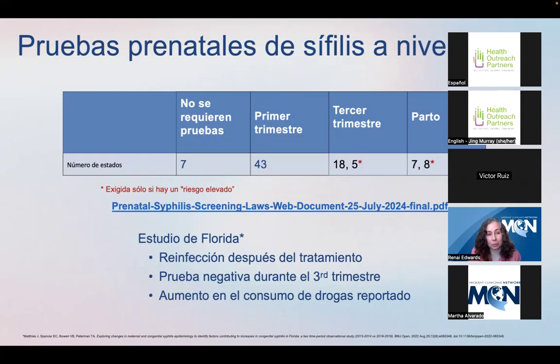Now, 43 states require testing in the first trimester, 18 require it in the third trimester, and 5 more if the person has specific circumstances that increase their risk. 7 states require testing at delivery, with 8 more if the person has extra risk. And so how will you know if your patient has increased risk? Taking a complete sexual history will be critical to understand your patient's history and what may be relevant for them.